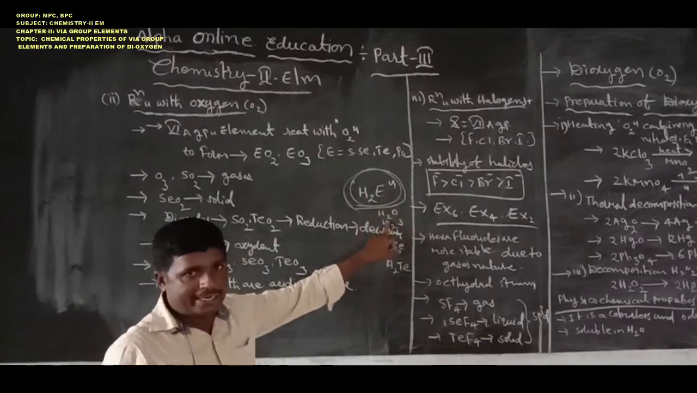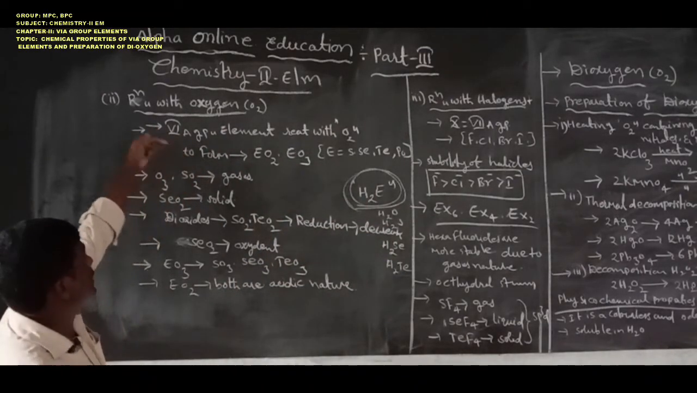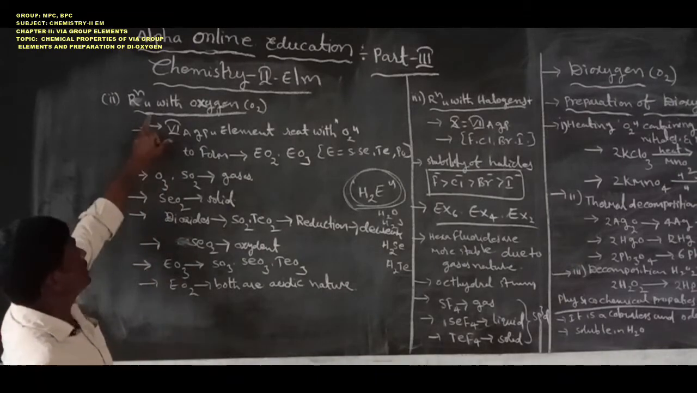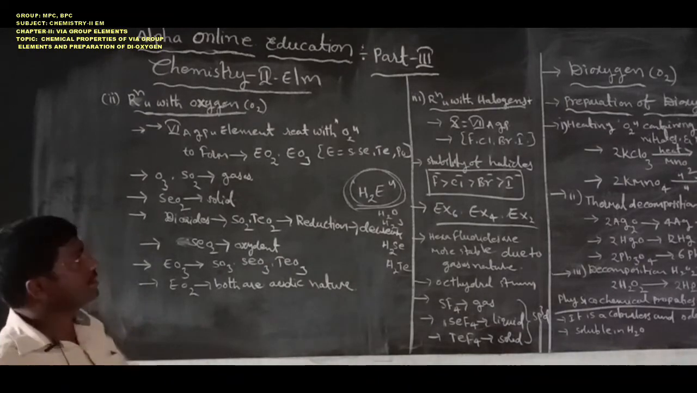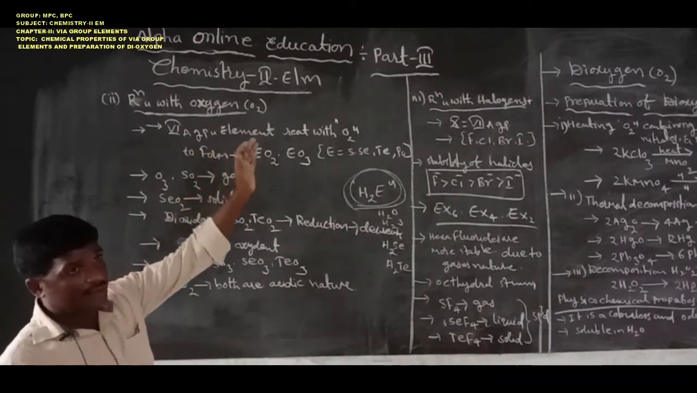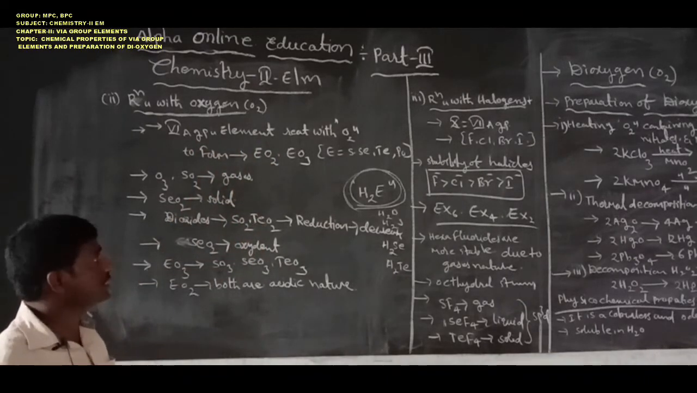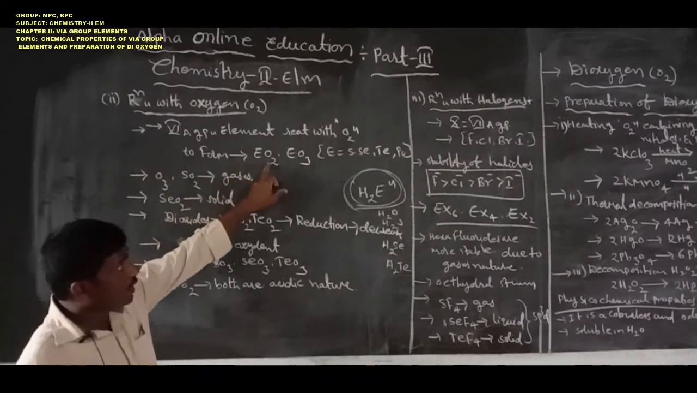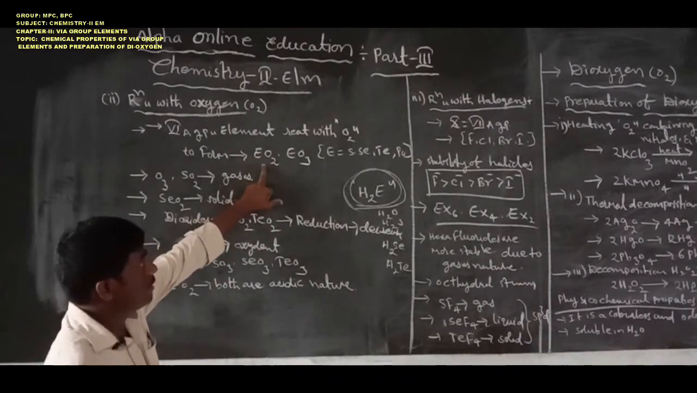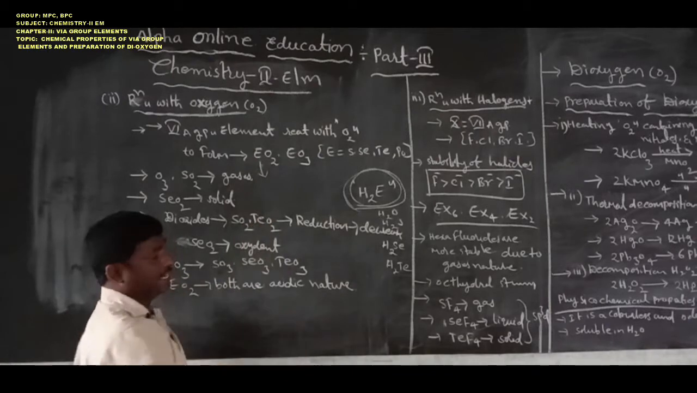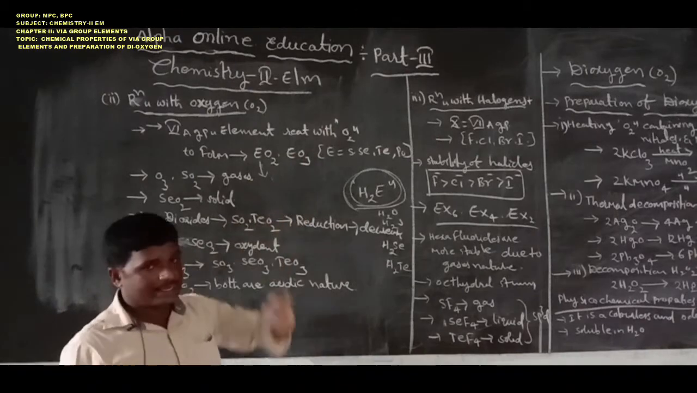Next, another one: reaction with oxygen. That is the second chemical property. All 6A group elements react, combining with oxygen to form EO2 and EO3 type oxides. The EO2 type is also called dioxides and EO3 is also called trioxides.